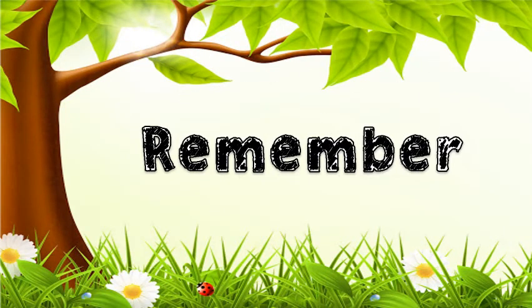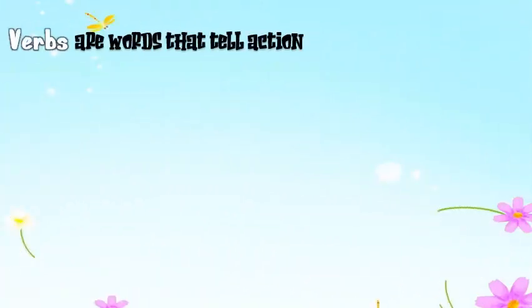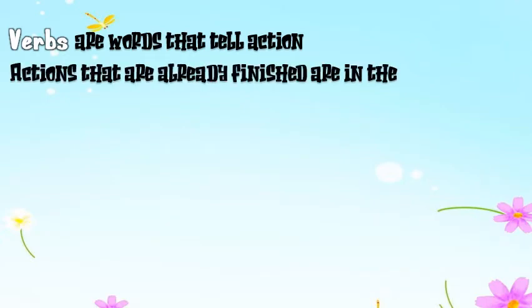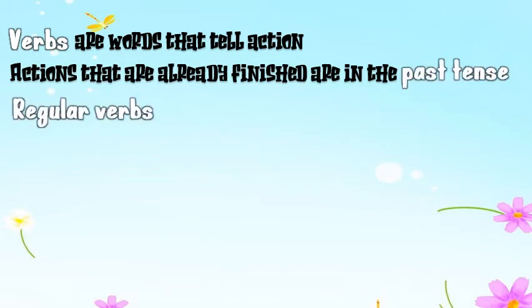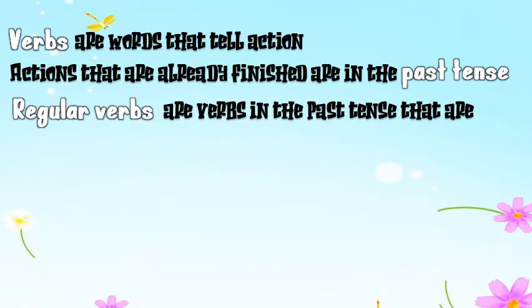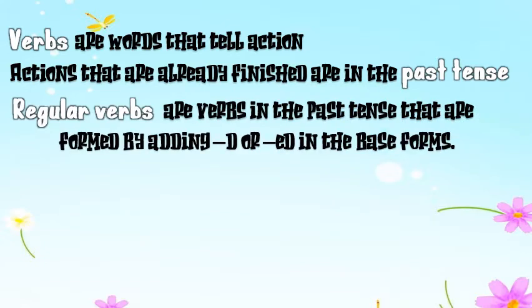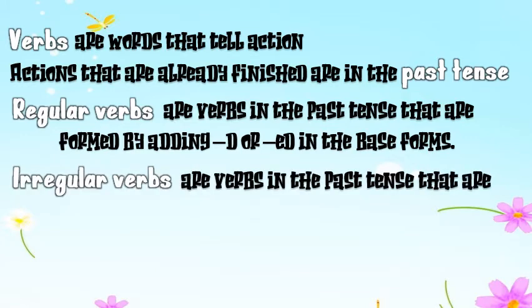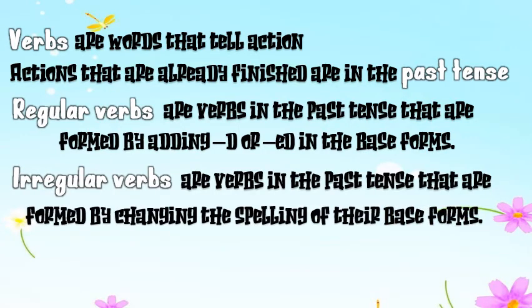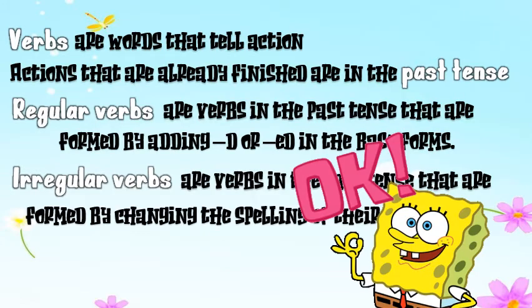Always remember this. Verbs are words that tell action. Actions that are already finished are in the past tense. Regular verbs are verbs in the past tense that are formed by adding d or ed to the base form. Irregular verbs are verbs in the past tense that are formed by changing the spelling of their base forms. Okay, remember those.